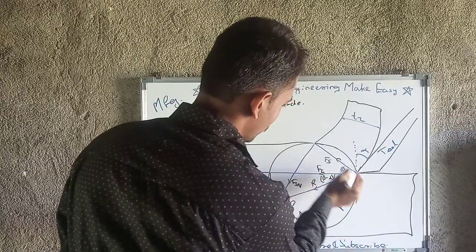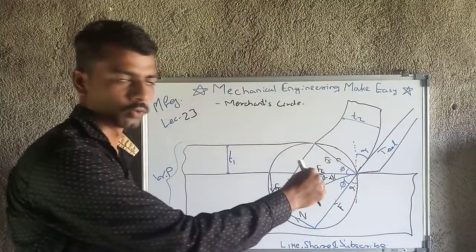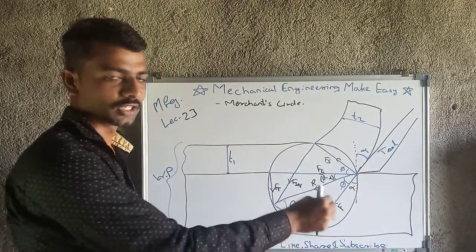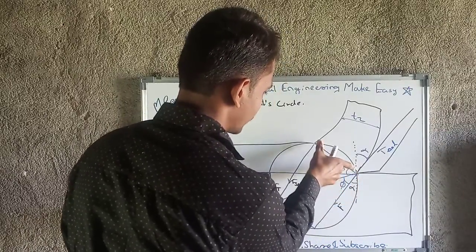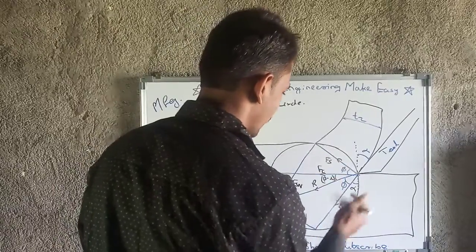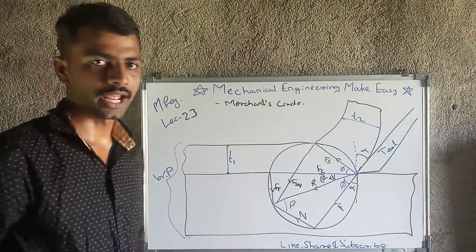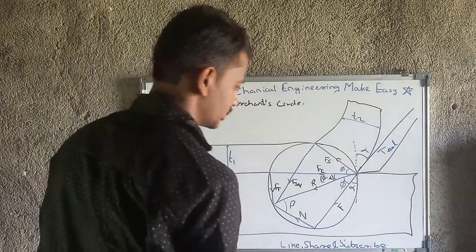This is alpha, that is the rake angle. This is the shear plane, and on that shear plane the shear force will act, and the shear force will have this much magnitude. The phi angle is nothing but the shear angle, or shear plane angle. Phi is the shear angle.